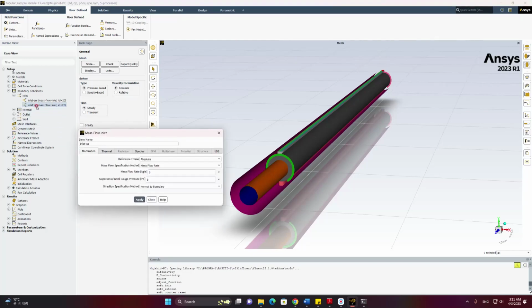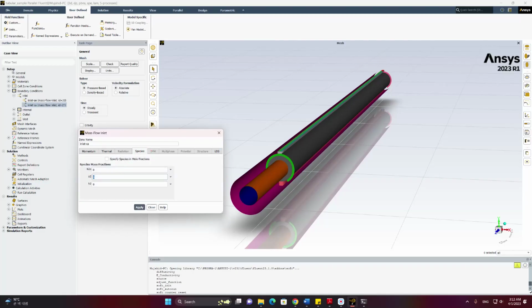Likewise, now for the cathode, this is also mass flow rate, 0.37 exponent minus 5 kilograms per second. Thermal, this also enters at 973 Kelvin, and the species is mainly O2, 0.23.